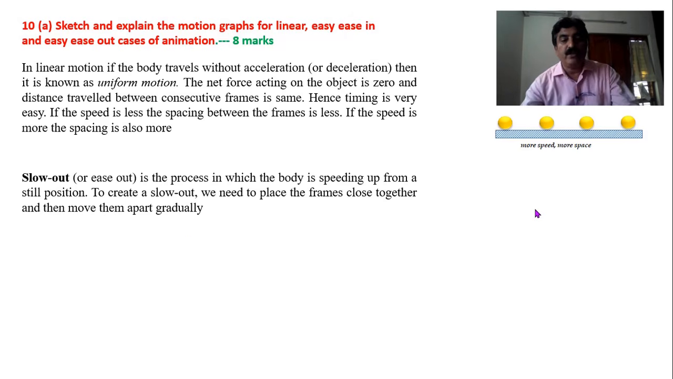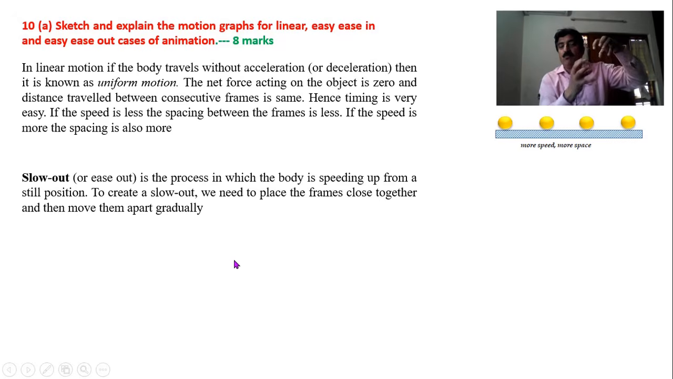Slow out definition: slow out is a process in which the body is speeding up from a still position. To create slow out, you should have more frames in the beginning. So the spacing between the frames must be very small so that there are more frames. Gradually the spacing increases. So to create slow out, we place the frames close together and then move them apart gradually. Initially more frames, then gradually decrease.